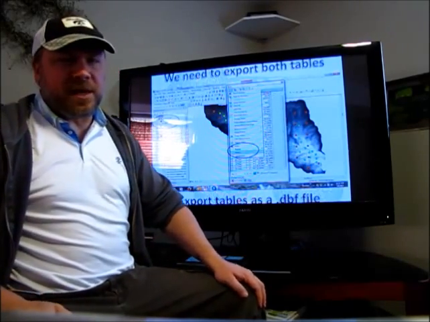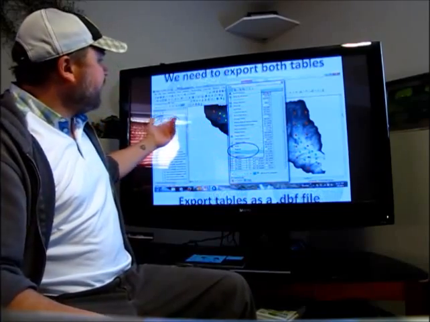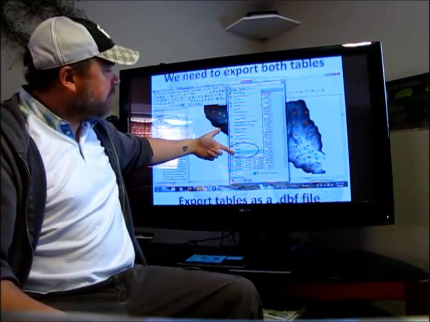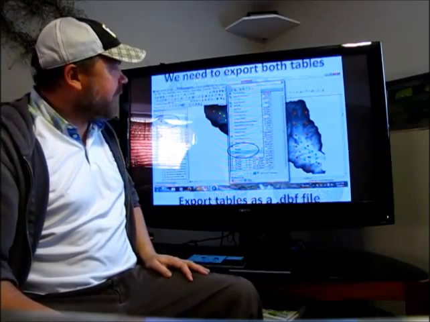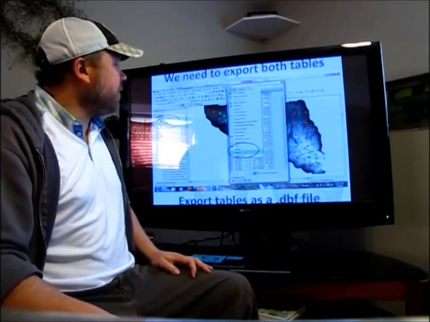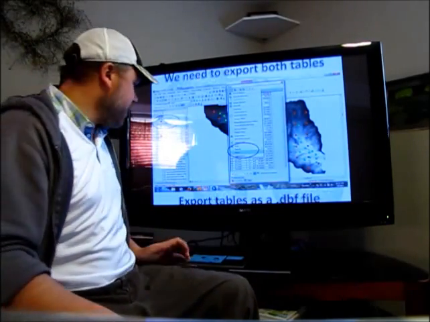And then once you've done that, we need to export both of the tables. So we'll open up their attribute table, and we'll go to the drop down here on the attribute table, export, and we're going to export both tables as a DBF. So you'll do that for your background points, and you'll do that for your known site points.